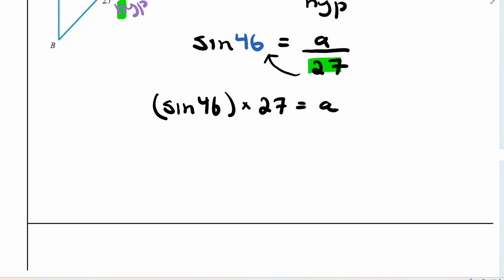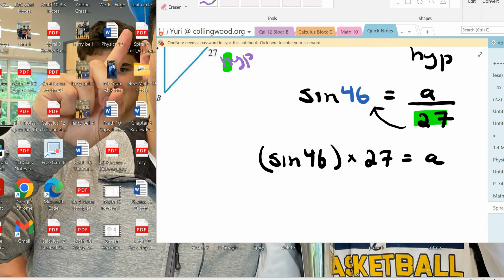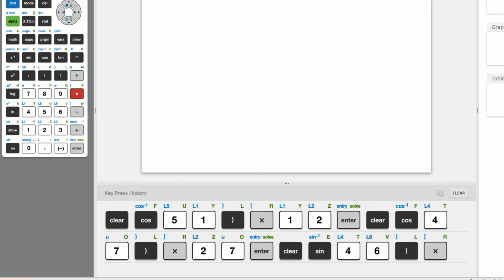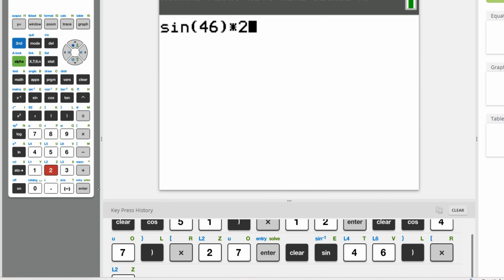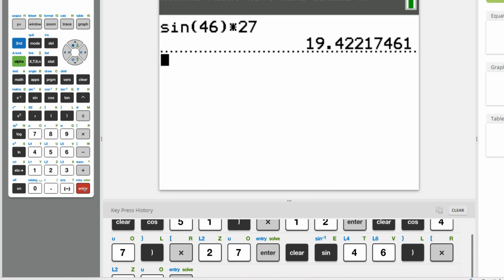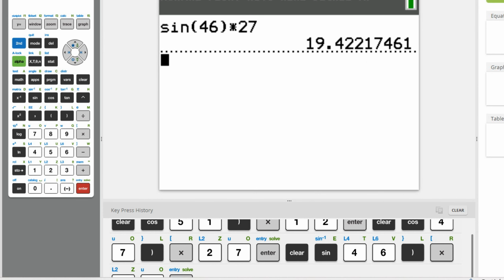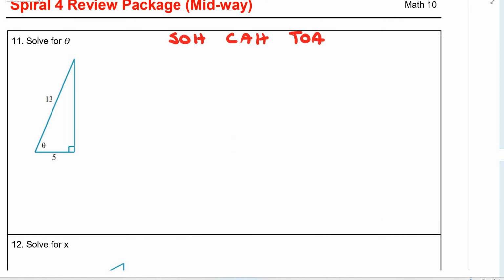Then from there, you want to go to a calculator again. So we'll clear that. So sine 46 times 27, and then we get 19.422. So we get 19.422 equals A. I believe that was the answer. Let's move on to question number 11 now.